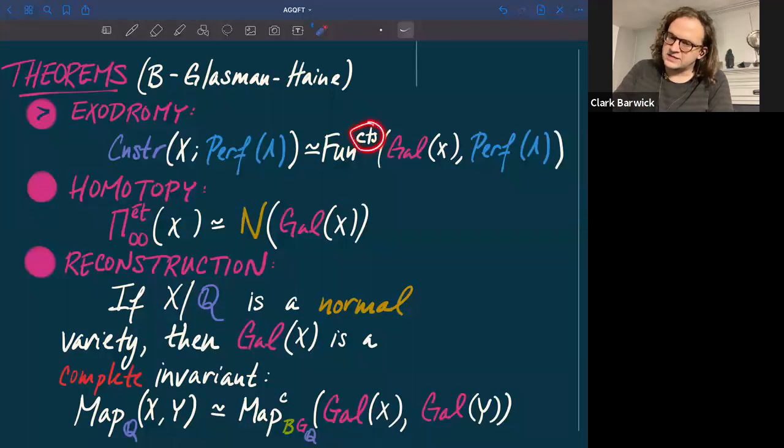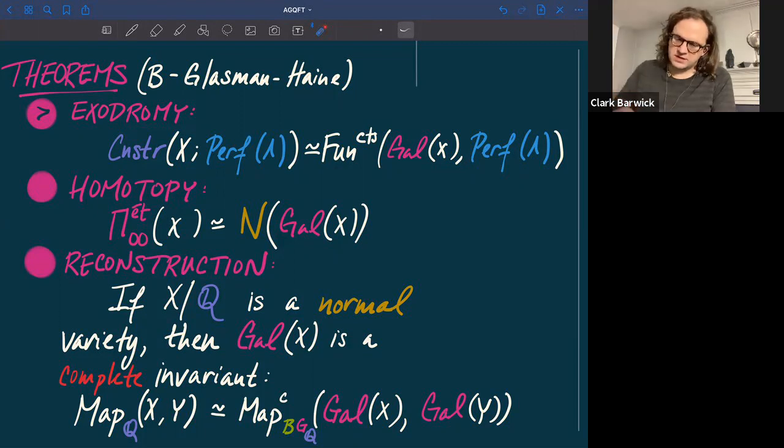I have to say continuous. So there's a little funny business here. Here I'm using the fact that I have a profinite topology here. And for example, in the case where Λ is something like Q_ℓ, I'll need to use a topology on Perf. So to do that, you need some piece of the pyknotic or condensed formalism. But that's the exodromy statement.